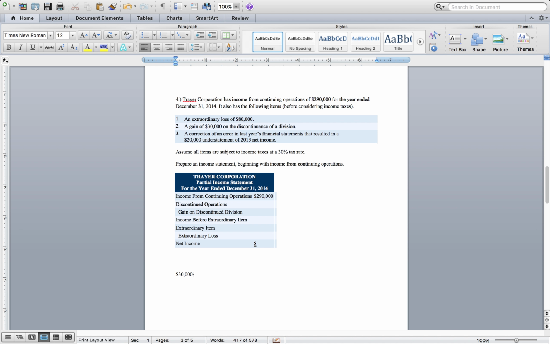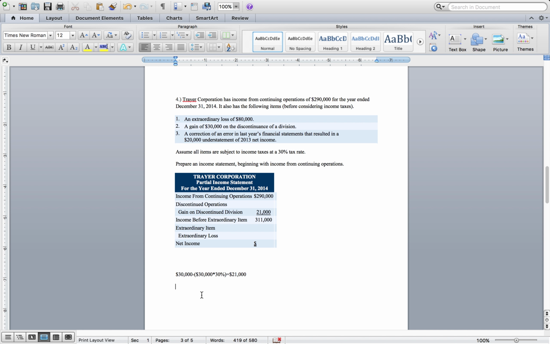Except, don't forget, it says here you have a 30% tax rate. So we're going to subtract 30,000 multiplied by 30%. When you do that, this will be 21,000. So our gain on discontinued operations will be $21,000. Now what you want to do is add them together. Take the 290,000 plus 21,000. That'll be $311,000. And the last part would be my extraordinary loss.